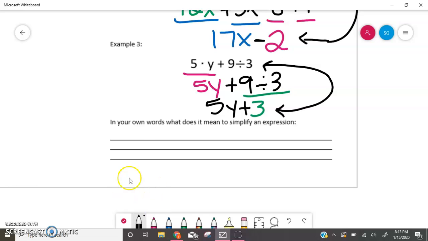So right now I want you to go ahead and, on your notes, write out in your own words, what does it mean to simplify an expression? And when you're done writing it, go ahead and type it here.